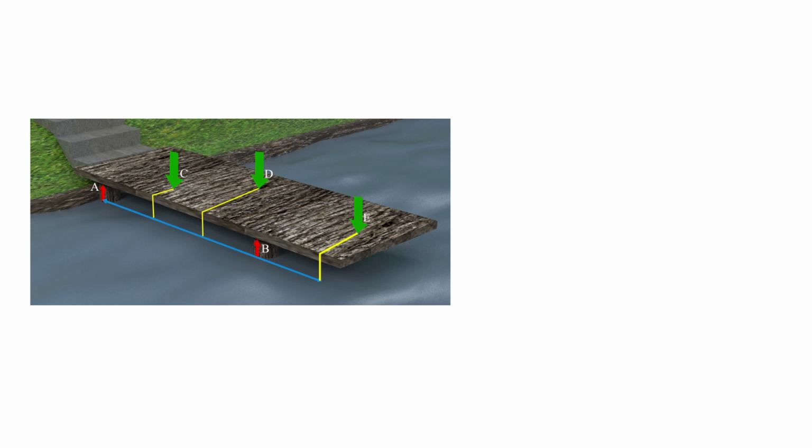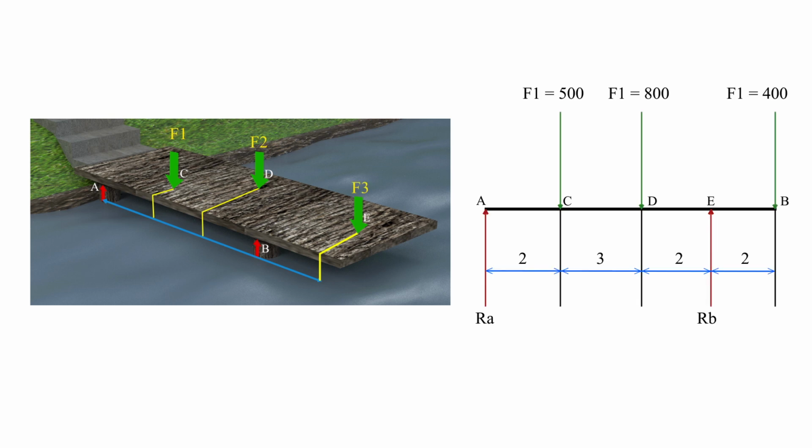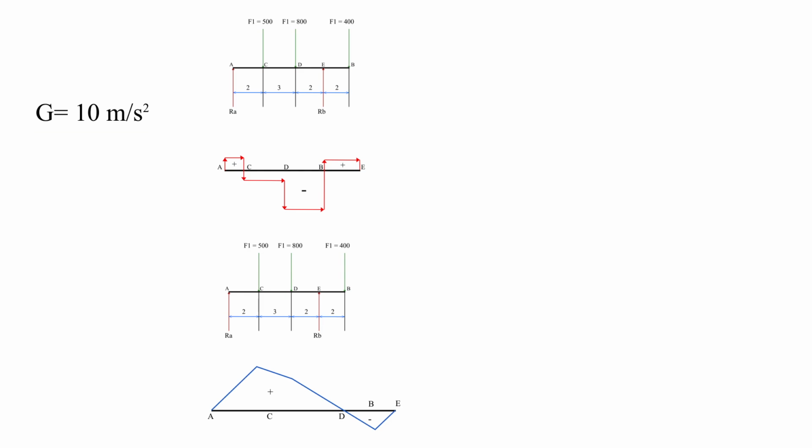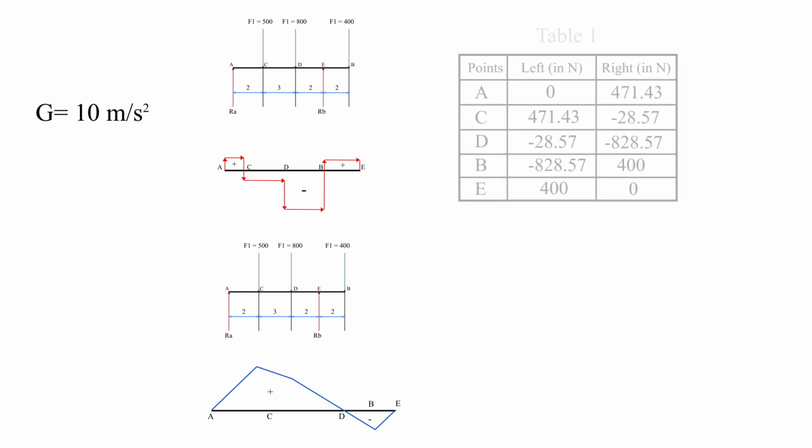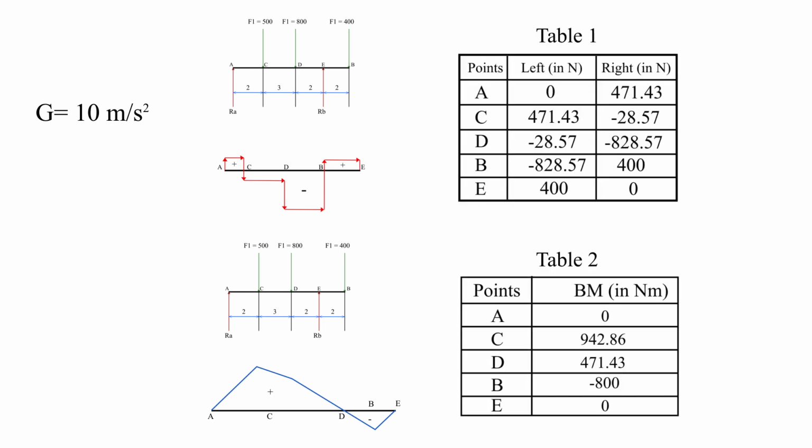If the width of the key is small as compared to its length, then the moments due to forces F1, F2, and F3 can be neglected. And thus the 3D system can be converted into a planar system as shown. Assuming the gravitational constant, g, equal to 10 meters per second square, the shear force and bending moment diagrams, with values tabulated for the same, are shown in Table 1 and Table 2 respectively.